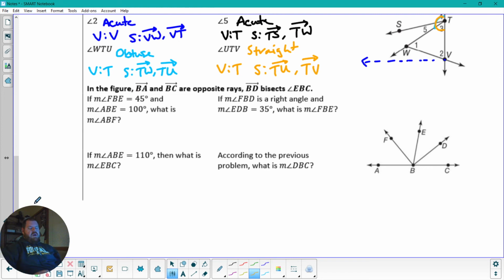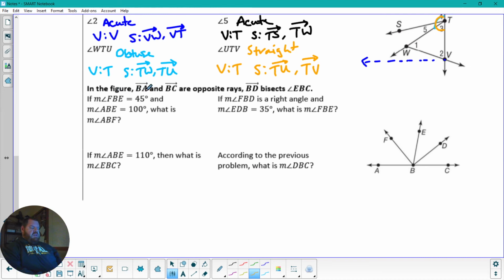Every one of these problems kind of sets up a new situation. Well, I say that kind of loosely. These two at the bottom say "according to the previous problem," so those two are going to be related a little bit. All right, so let's dive into what it says.